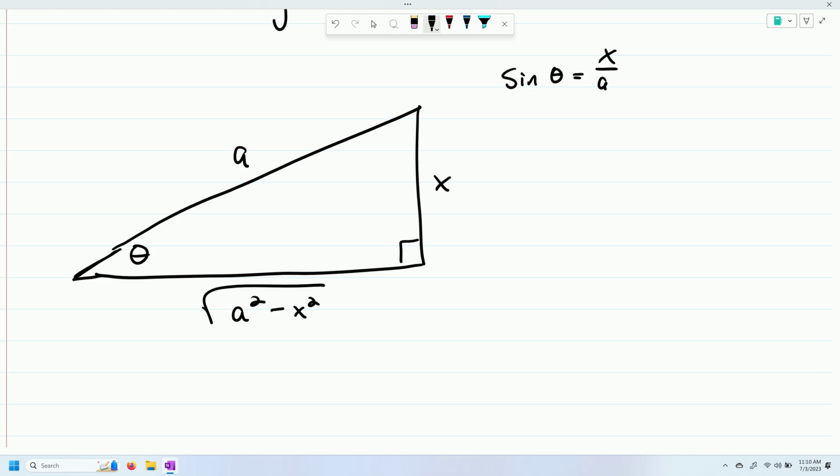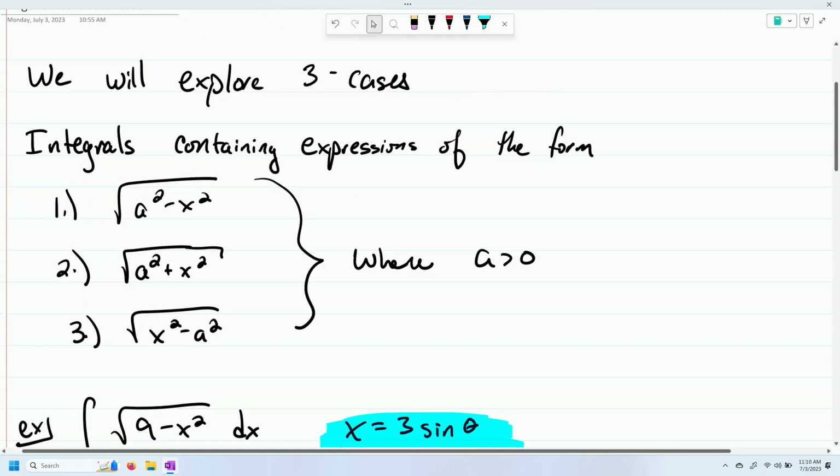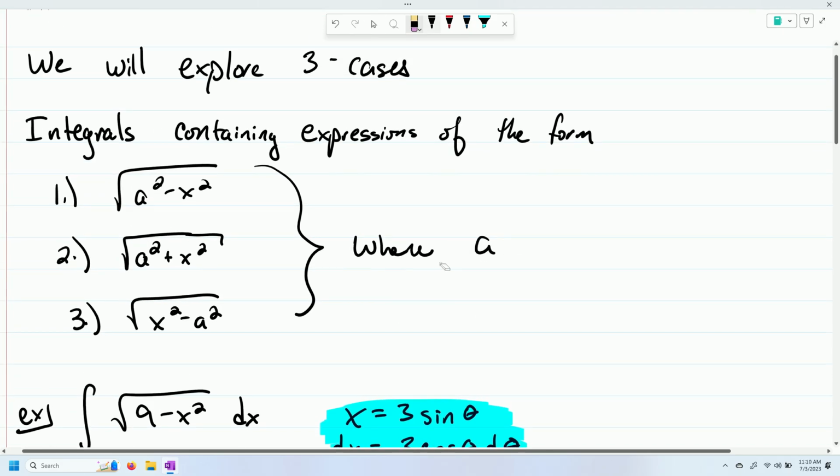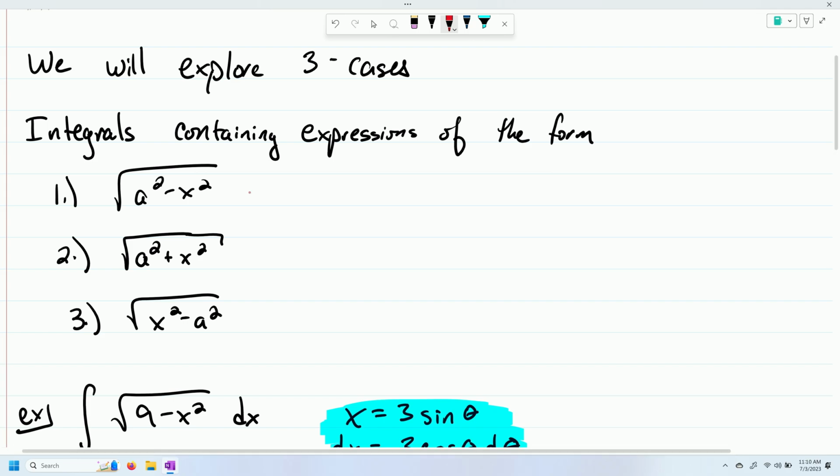In fact, if I scroll all the way back up, maybe you can look at these and say, okay, well, if I have the square root of a squared minus x squared, I'm going to make this substitution right here, which is sine theta equals x over a.